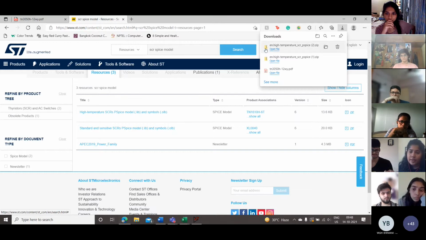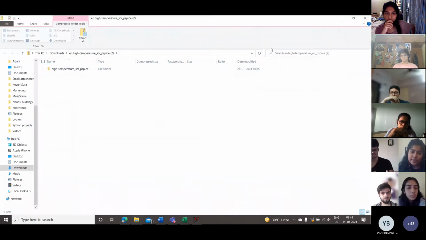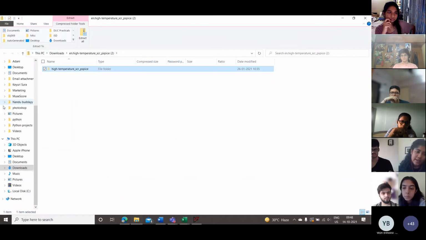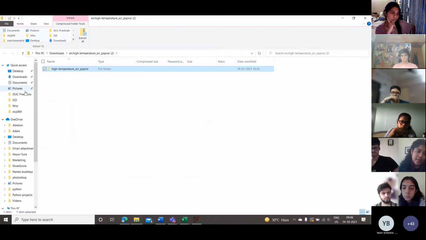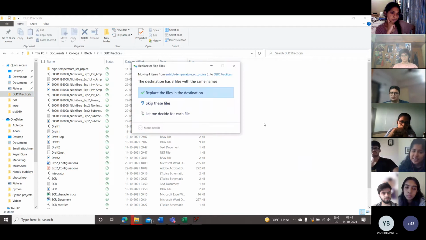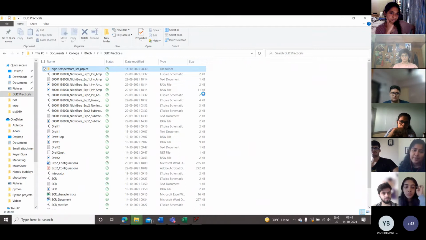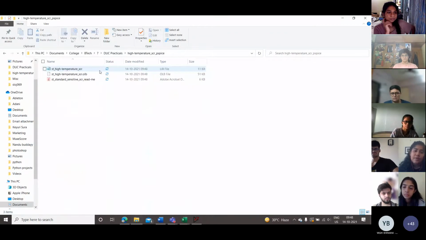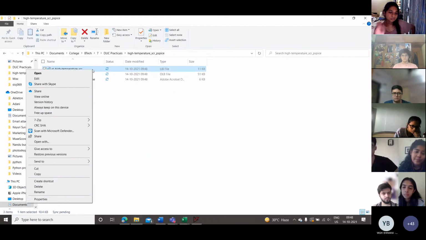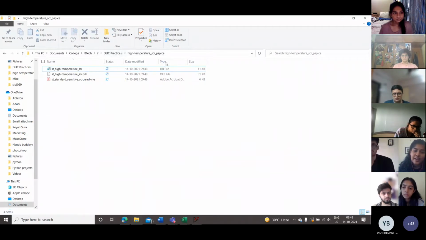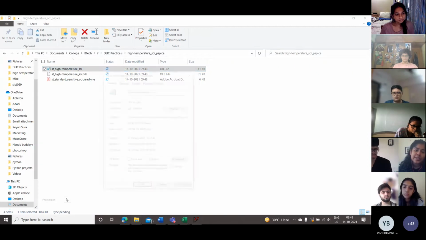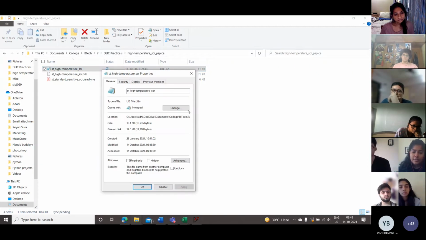Download the file, and we're going to go to the file. As you can see, there's a little folder right here. I am just going to take that and paste it into my DLIC practicals folder. This is a PE practical, but there's already a file in here, so I'm just going to go ahead and replace it. Now, what you do is you're going to open this up and we're going to see the properties of this lib file. Do you see that this is of type lib? You're going to right click on that, go to properties and copy the file path.